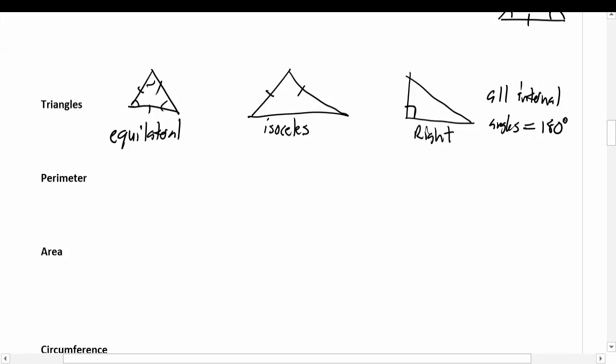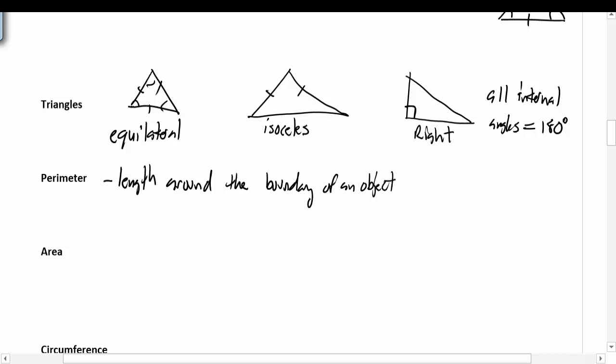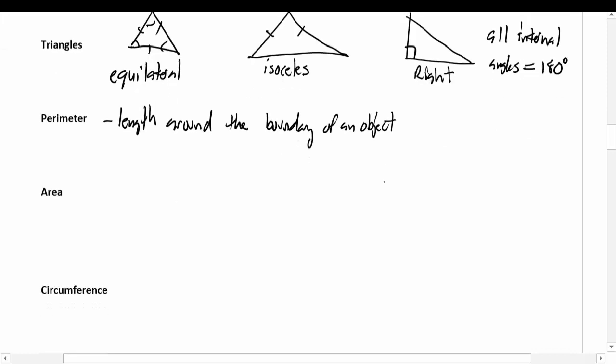All right, the perimeter is the length around the boundary of an object. If we talk about the perimeter of a circle, we actually refer to that as circumference.